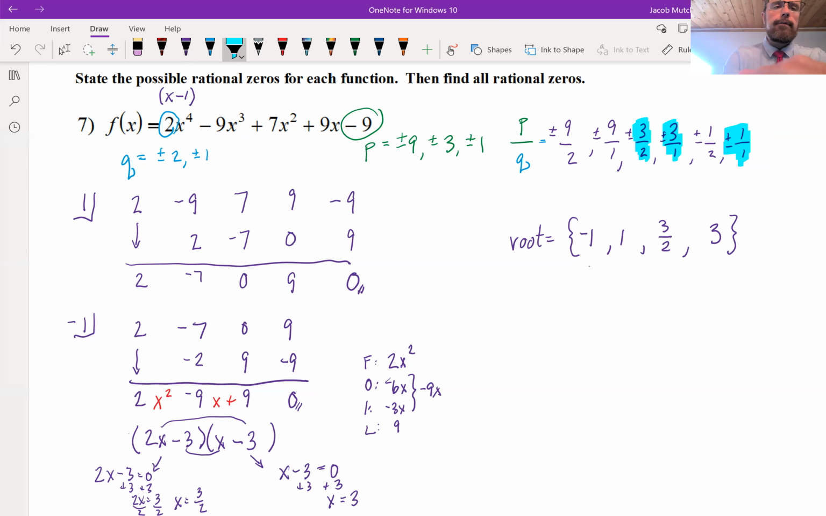Let's finish the factorization since we've done that work. So I had the factor x minus 1 from the first division. From the second division, negative 1 would give me the factor x plus 1. And then I had two other factors from the quadratic, 2x minus 3 and x minus 3. So not only can I find rational roots, I can also factor polynomials by using this process.